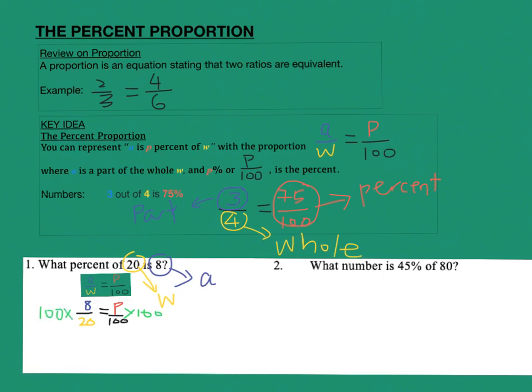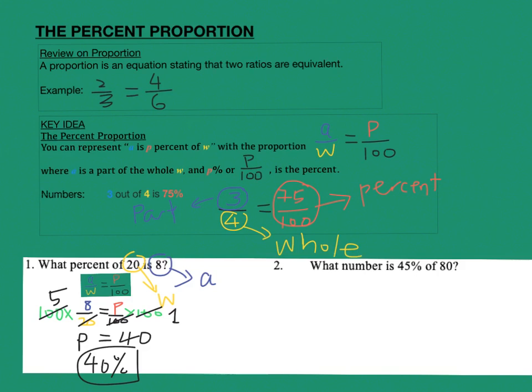We will now simplify the terms on both sides. 100 divided by 100, you get 1. So you end up with P on the right hand side. And for the left hand side, 100 divided by 20, you get 5. So P is equal to 5 times 8, and that gives you 40. So the answer will be 40% of 20 is 8.